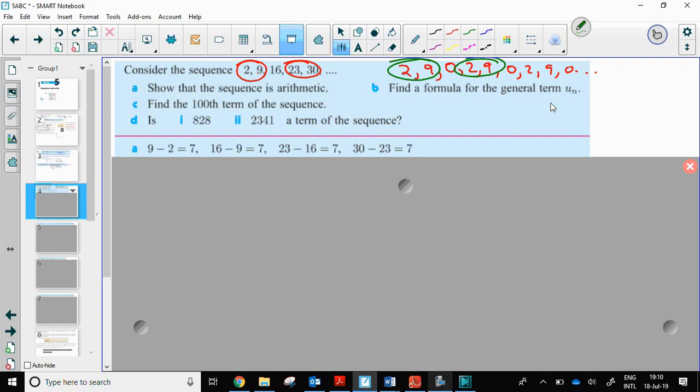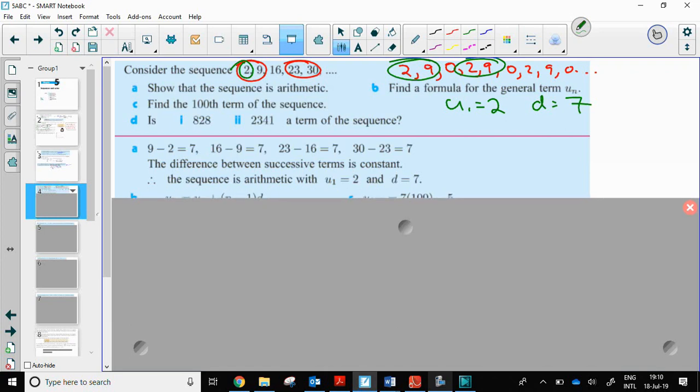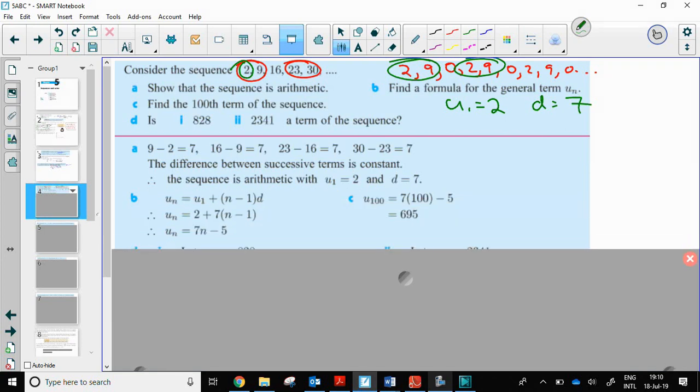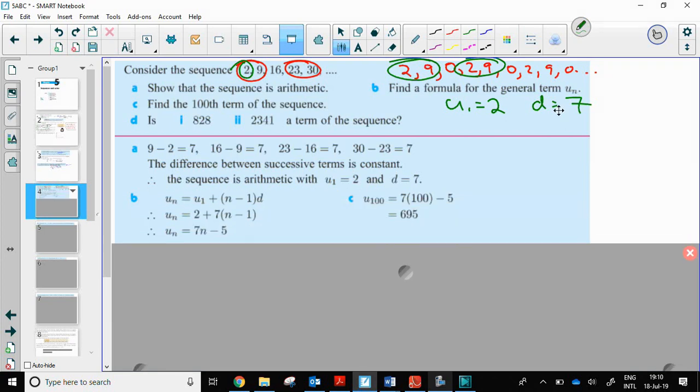Anyway, B, finding a formula for the general term, u sub n. Okay, so u sub 1 in this case is going to be 2, and the common difference is going to be 7. We've already established that, so we're just going to put those into the formula, and there's actually an answer for C as well. So finding the 100th term of the sequence, we're just putting 100 in for n. Easy peasy. Hey, notice, by the way, they simplified this to make it look even more like a line there. Of course, you're allowed to write your answer in like mx plus b form if you want to.